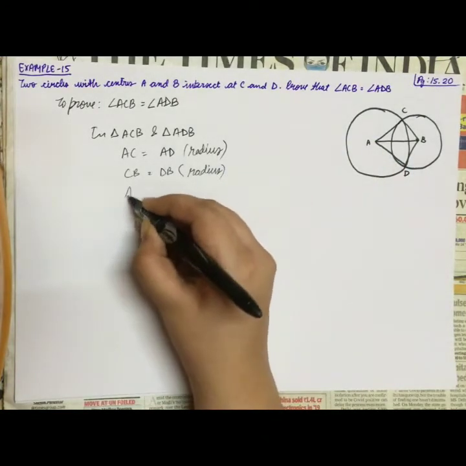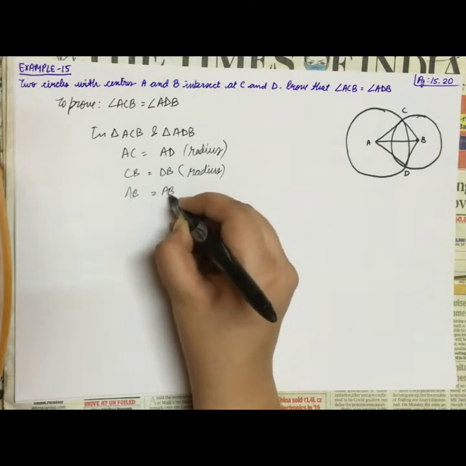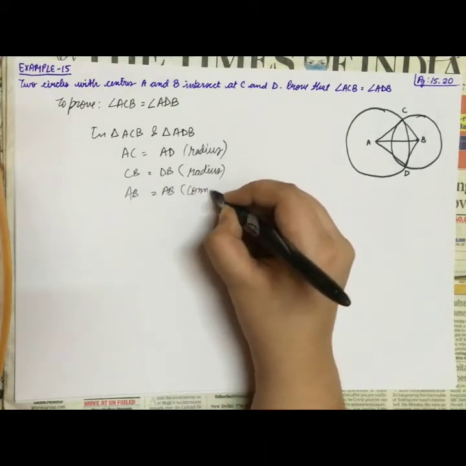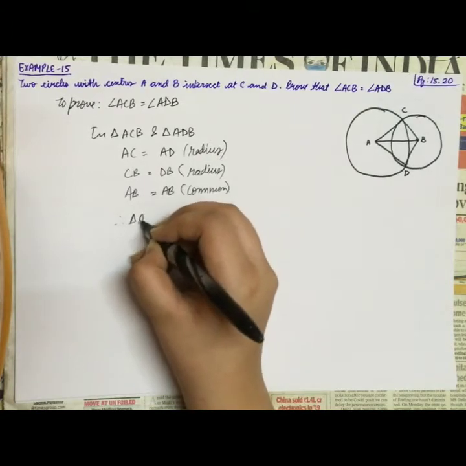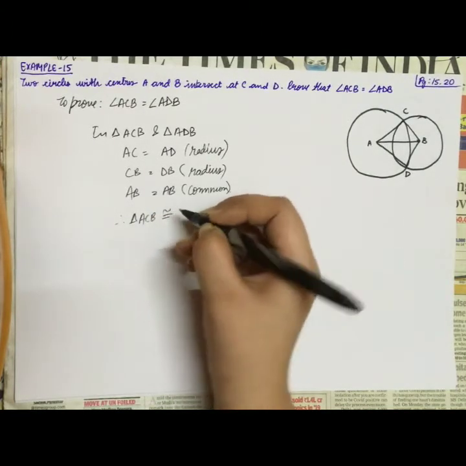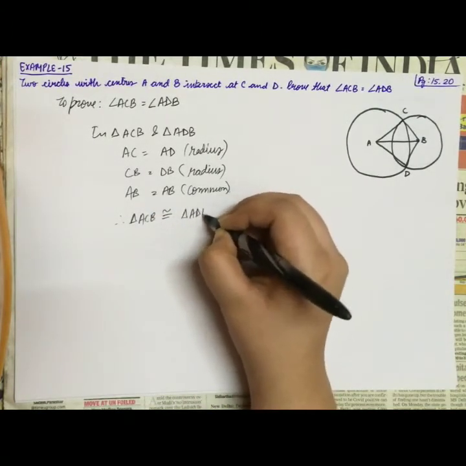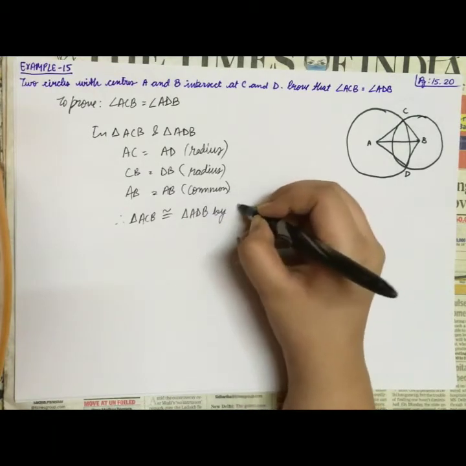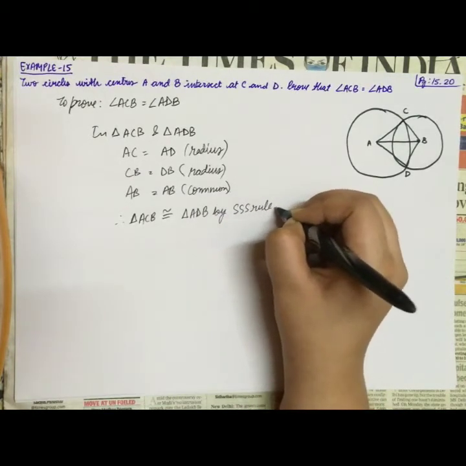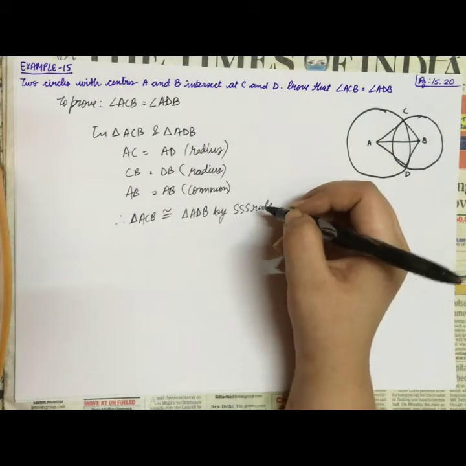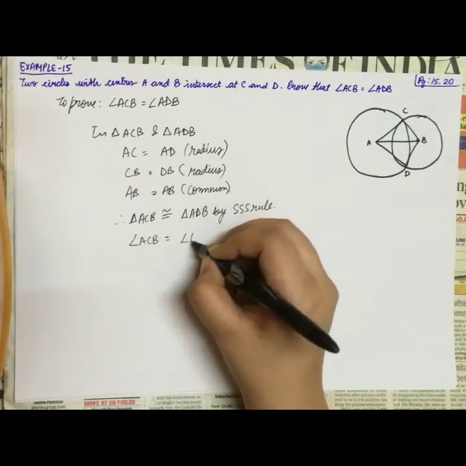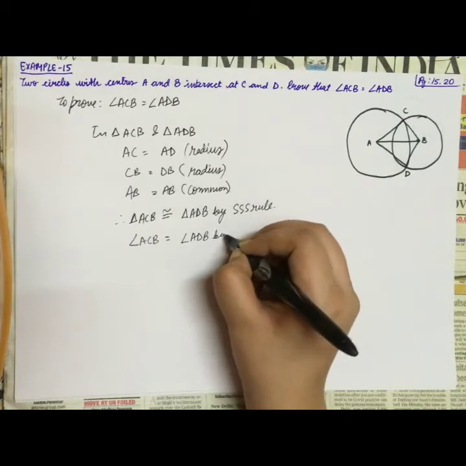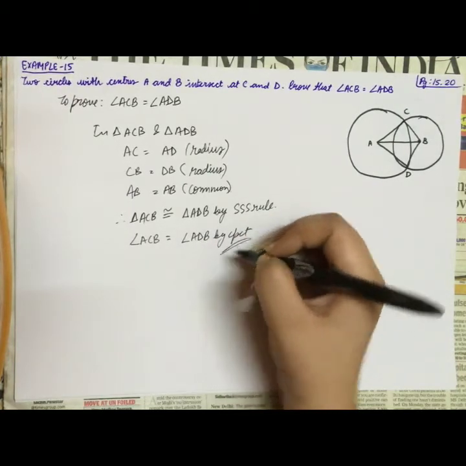Now AB is equal to AB as it is common in both the triangles. Therefore, triangle ACB is congruent to triangle ADB by SSS rule. So now we can say that angle ACB is equal to angle ADB by CPCT. Hence proved.